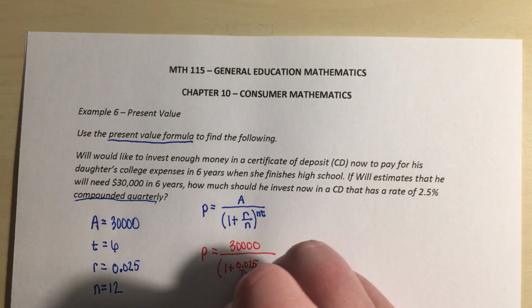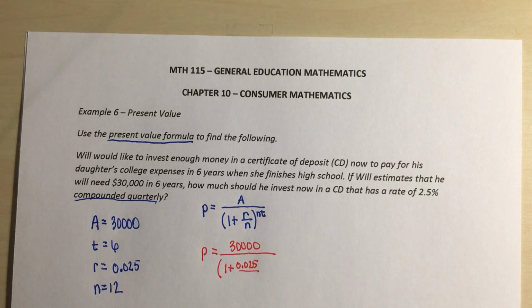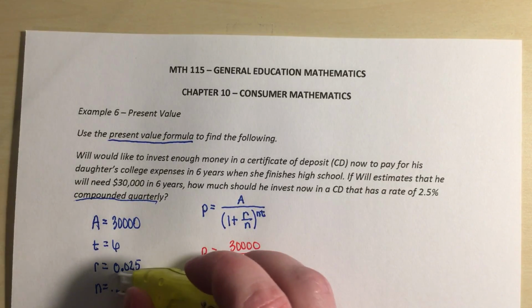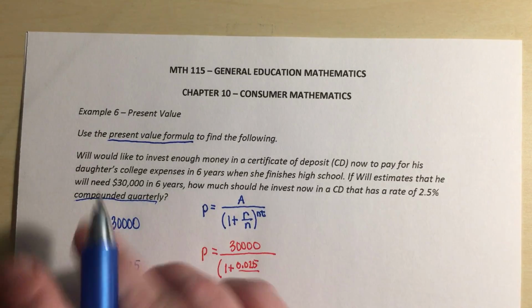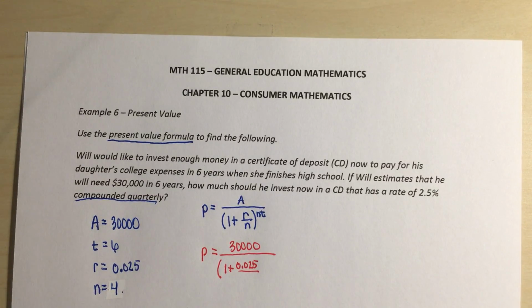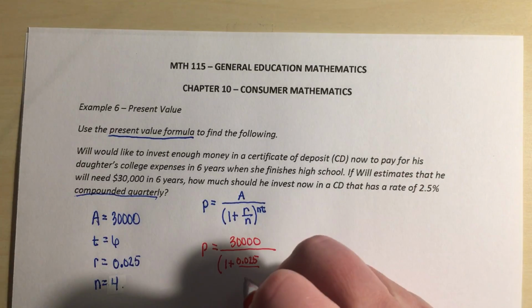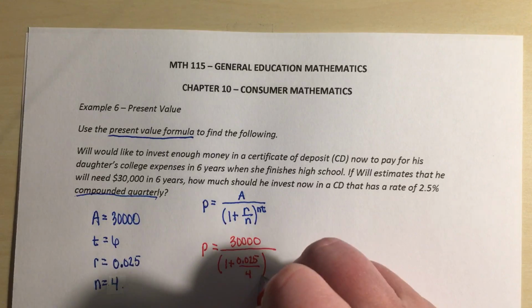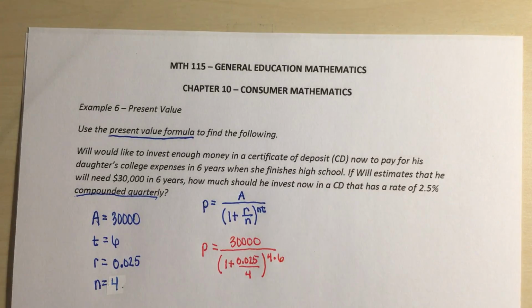0.025 over, oops, I said that n equals 12. That is definitely not correct. Compounded quarterly, there's only 4 quarters per year. I was stuck on monthly from one of the last examples. It should definitely be a 4. So if you wrote down a 12, please make sure you correct it. I apologize for that. So there's 0.025 divided by 4, and then raised to the 4 times 6 power.